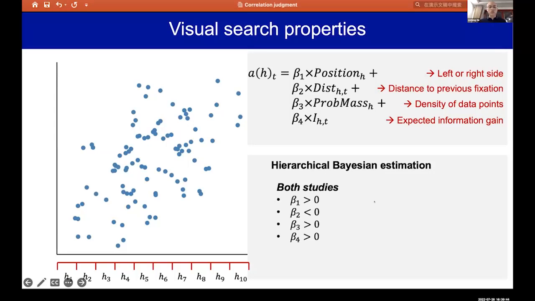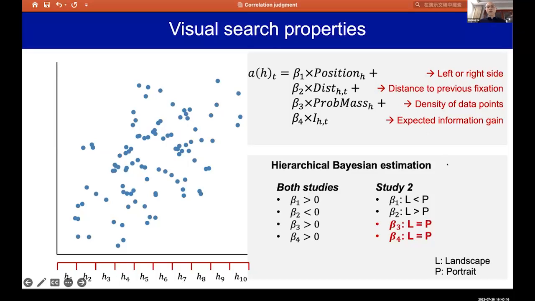And for both studies, we find a positive beta 1, which means that participants have a right side bias in fixation. And we have a negative beta 2, which means people tend to search for proximal data points rather than distant data points. And we have positive beta 3 and positive beta 4. That basically means we are sensitive to the statistical properties, right?